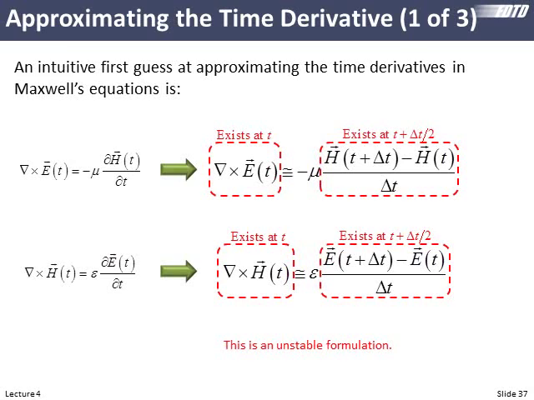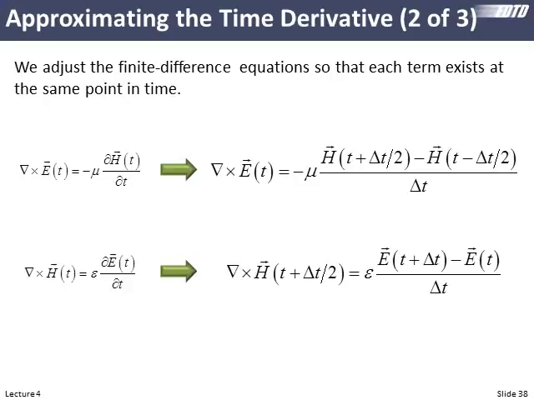A very clever solution here is to stagger e and h in time. So the e's and the h's will exist half a time step apart. So we will say that the electric field exists at the integer time steps. That's 0, delta t, 2 delta t, 3 delta t, and so on. The h field will exist at the half time steps. So that'll start off at delta t over 2, and then 3 delta t over 2, then 5 delta t over 2. And let's see what this lets us do.